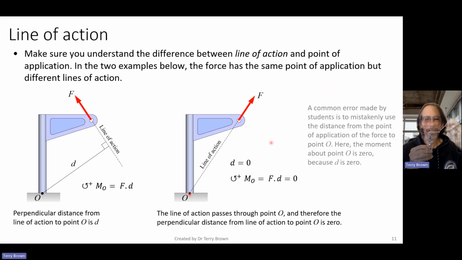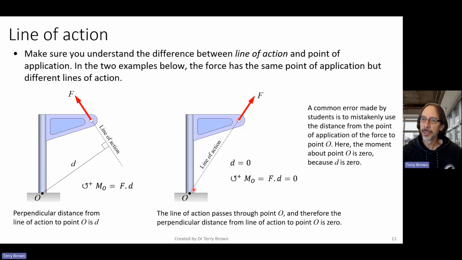No turning effect. A common error made by students is to mistakenly use the distance from the point of application of the force to point O. So they might use this distance from here to here. If you use that distance between the point of application and point O, you'll get a value, but it will be the wrong value. You'll get the wrong moment.